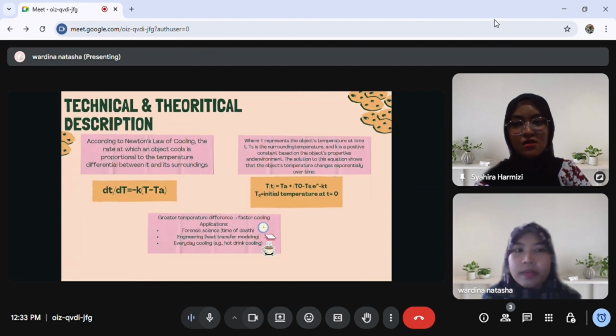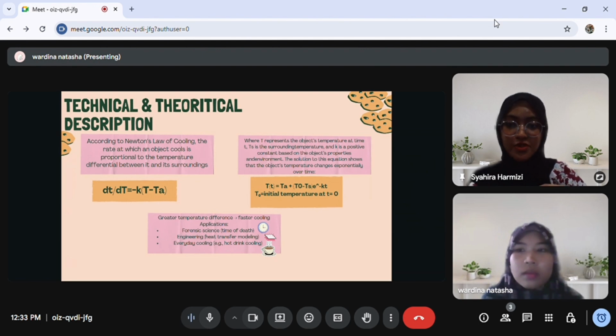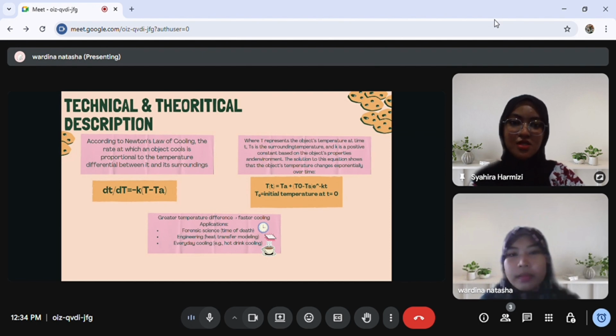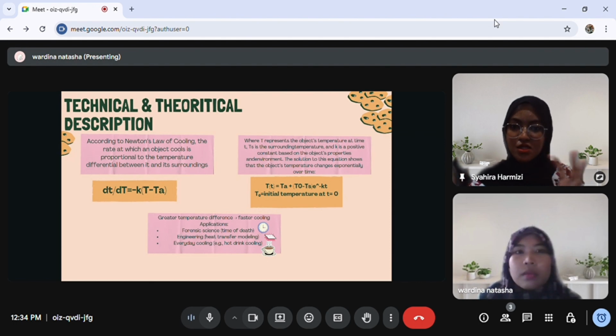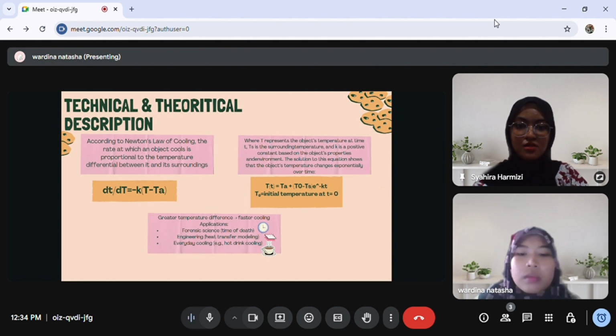So the technical and theoretical descriptions. According to Newton's law of cooling, the rate at which an object cools is proportional to the temperature differential between it and its surroundings. Where T represents the object temperature at time t, Ts is the surrounding temperature, and k is a positive constant based on the object properties and environment. The solution to this equation shows that the object's temperature changes exponentially over time. So the greater the temperature difference, the faster the cooling effect. Applications of this law include forensic science, such as time of death, engineering like heat and transport modeling, and everyday cooling, like hot drink cooling.